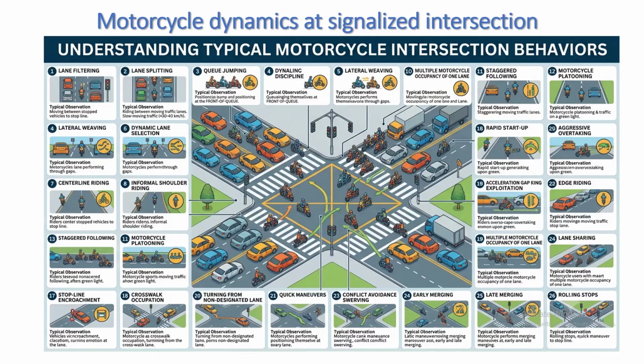And there is queue jumping. Motorcycles often try to move somehow to the front of the queue. Then there is a dynamic discipline issue related to motorcycles. There is lateral waving. We can see motorcycles try to sneak through the gaps. And we have some dynamic lane selection, where motorcycles sometimes change their lane and select their lane very randomly and quickly, and there is a quick dynamic effect.